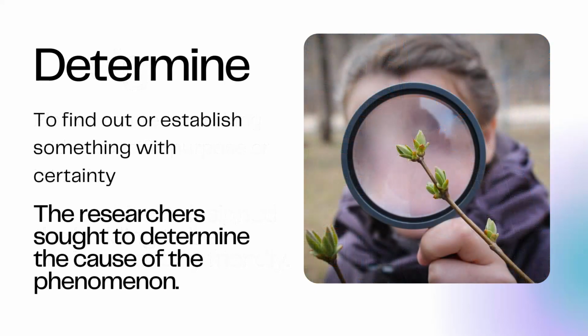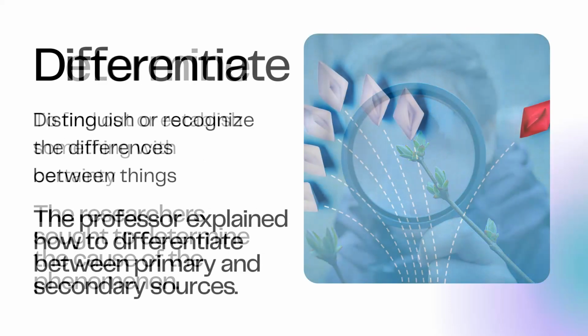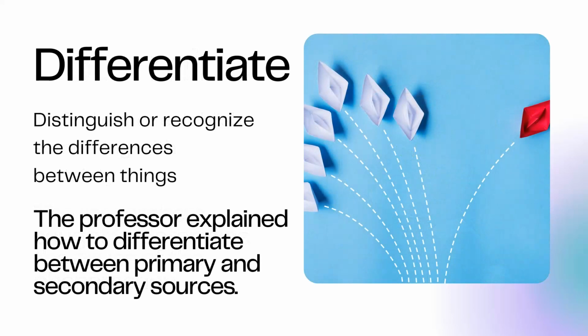Determine: to find out or establish something with certainty. The researchers sought to determine the cause of the phenomenon. Differentiate: distinguish or recognize the differences between things. The professor explained how to differentiate between primary and secondary sources.